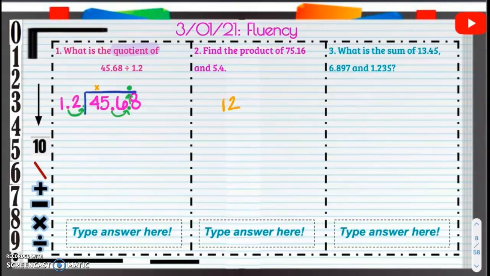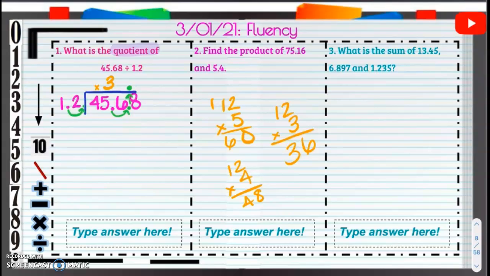Let's try, I don't know, 5? Let's try 5 times. 5 times 2 is 10, 5 times 1 is 5, plus 1 is 6, so 60, so that's too big. Let's try maybe 3. 3 times 2 is 6, 3 times 1 is 3, 36, yeah. Or else if it was 12 times 4, we'd get 48. So that's too big, so it has to be 3 times. And that equals 12 times 3 is 36.